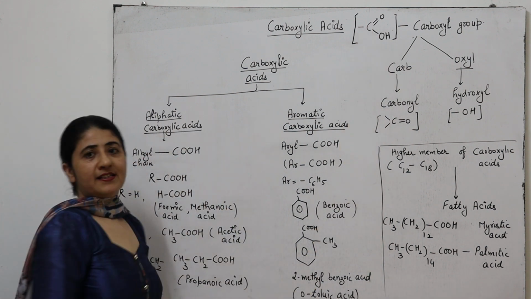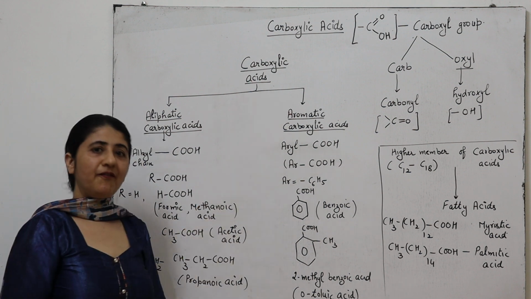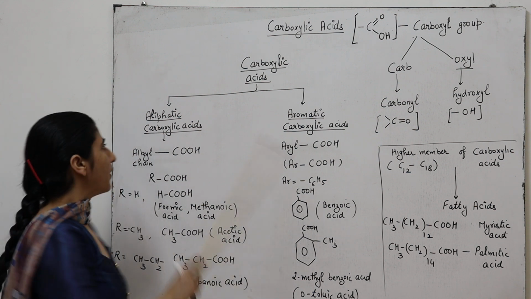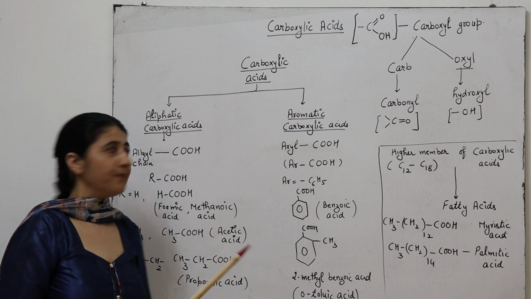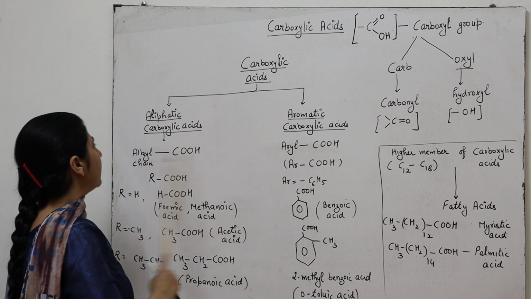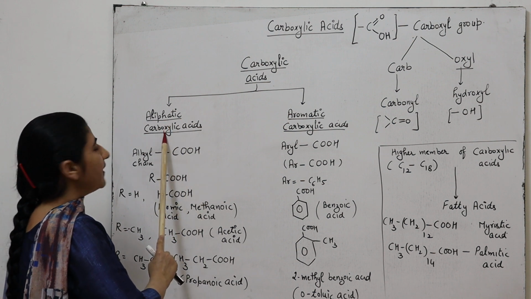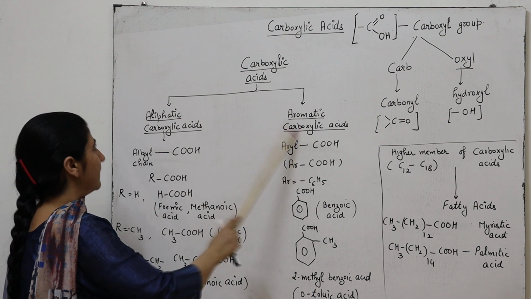Next, the classification of carboxylic acids. We have two types of classification, depending upon whether the carboxyl group is attached to an alkyl chain or an aryl chain. Number one is aliphatic carboxylic acid and second is aromatic carboxylic acid.